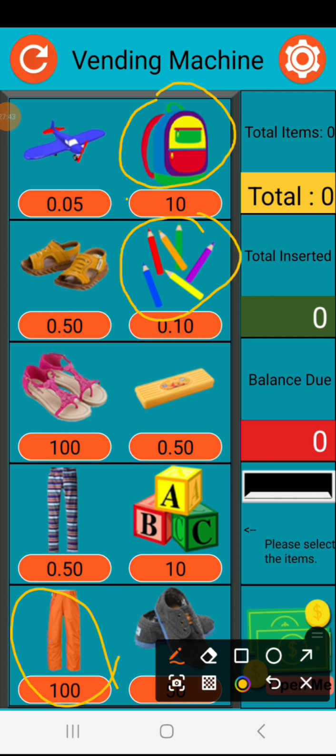Is there anything else you want? I want these blocks. Okay. How much is it? It's $10. $10. Trust me, if it's cents, they don't let you know. So now we got 1, 2, 3, 4 items. Okay, so I want 5 items.